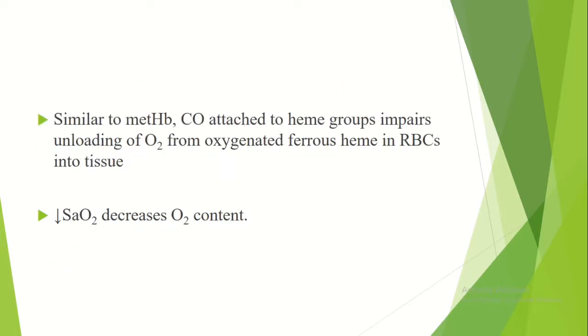And similar to methemoglobin, carbon monoxide attached to heme groups impairs unloading of oxygen from the oxygenated ferrous heme in the RBCs into the tissues. So oxygen is not going to be released into the tissues, and as we said, oxygen saturation will be decreased, and this is going to decrease the oxygen content.